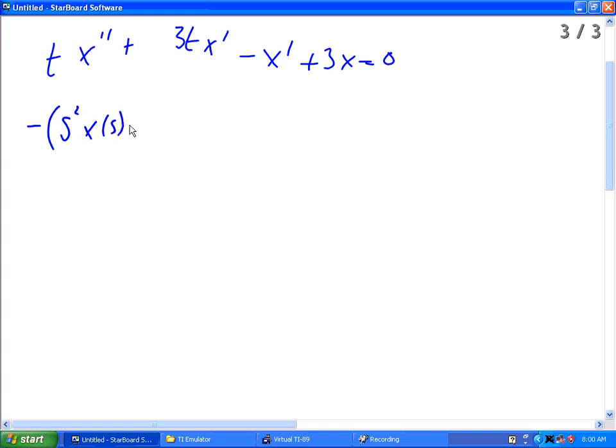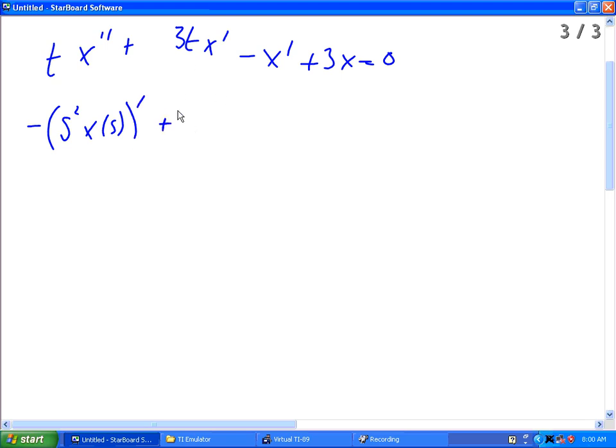Squared x of s minus, now normally it would be s x naught minus x prime naught. Okay? And then the whole thing, take the derivative of the whole thing with respect to s. Notice this part doesn't have an s, so it's going to go anyways. And here in this problem, we're told that x naught is 0. So, it really just becomes this thing here.